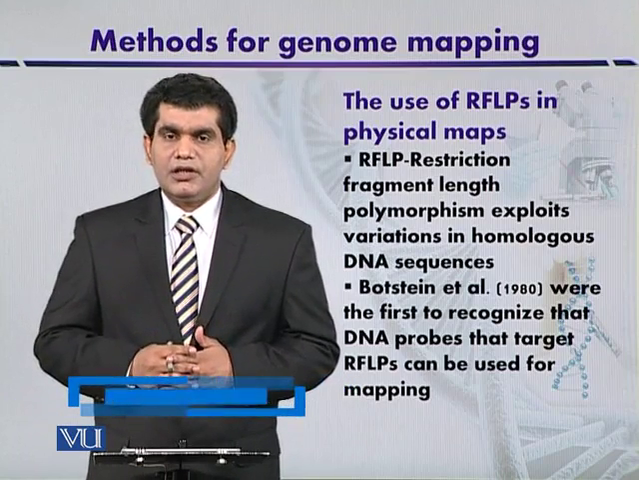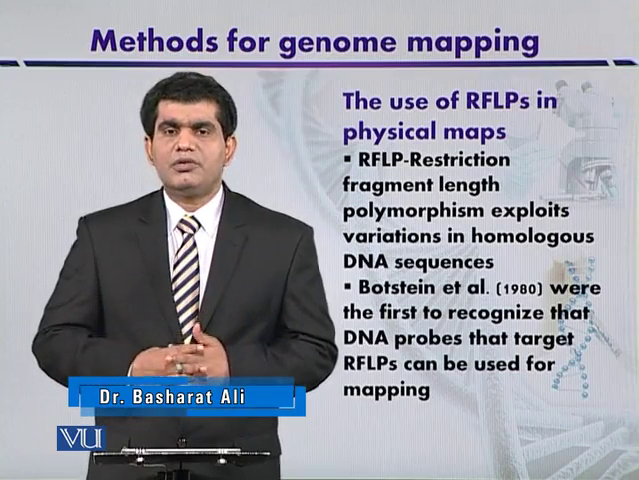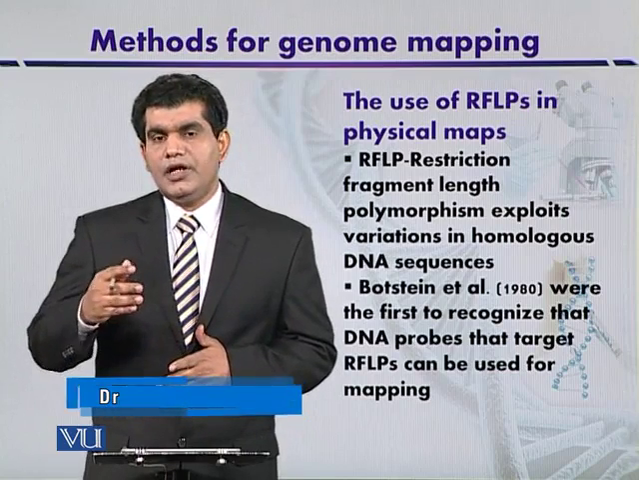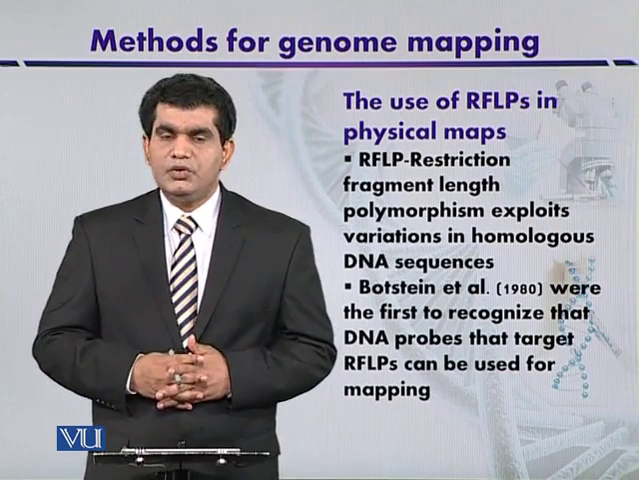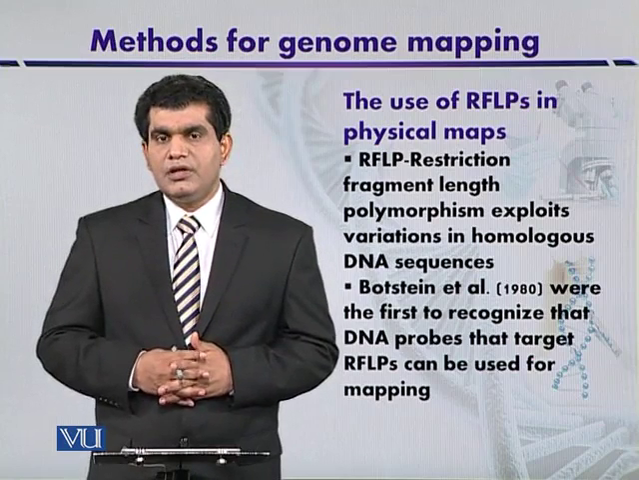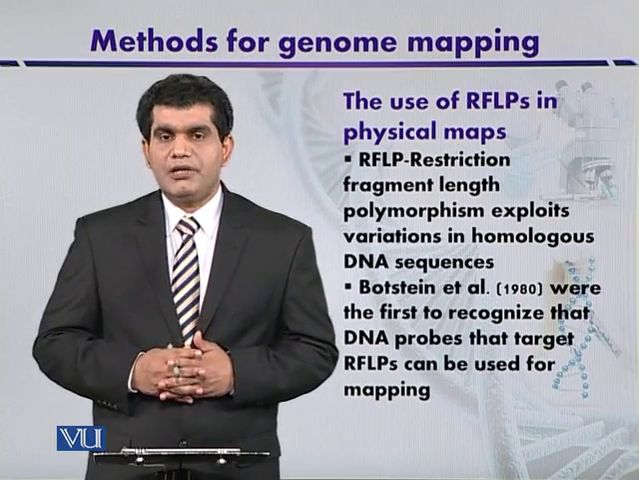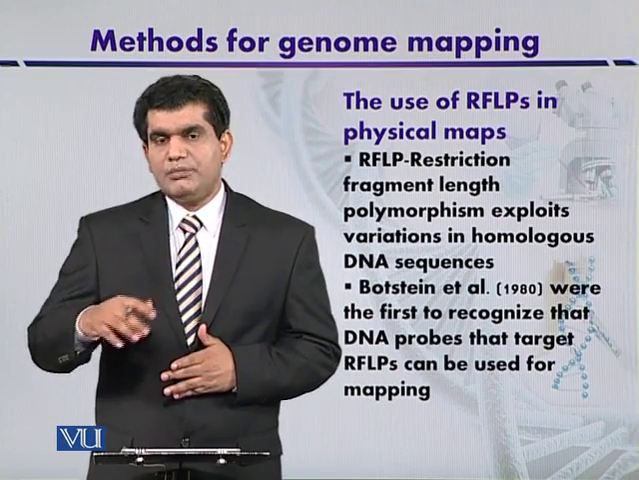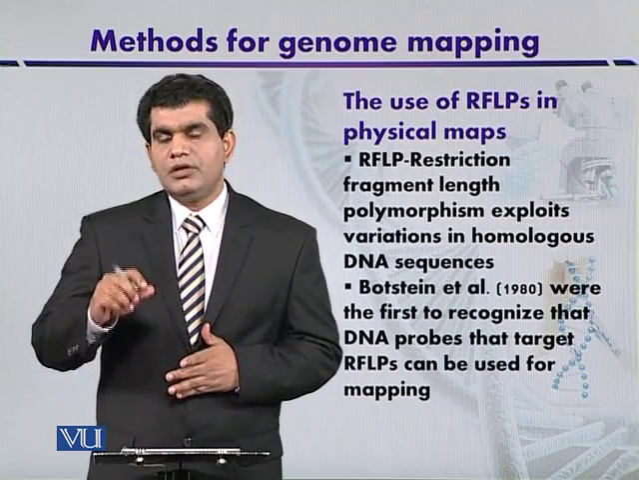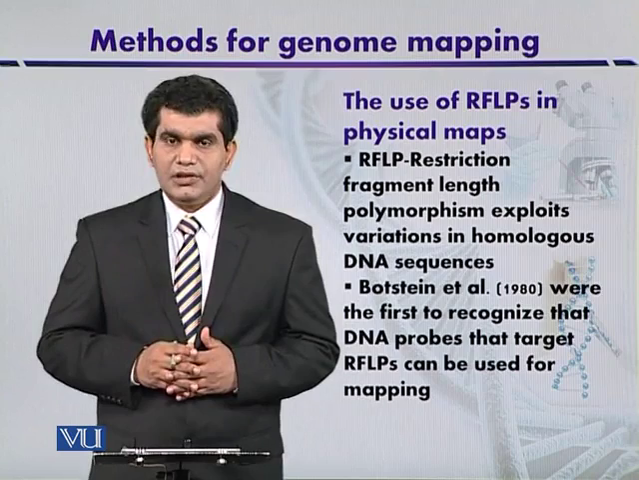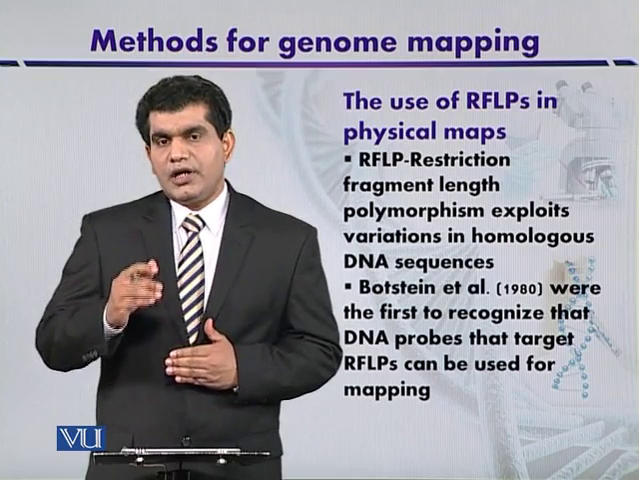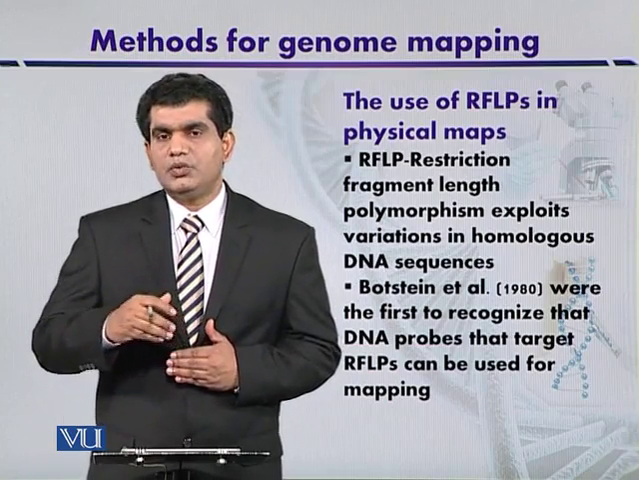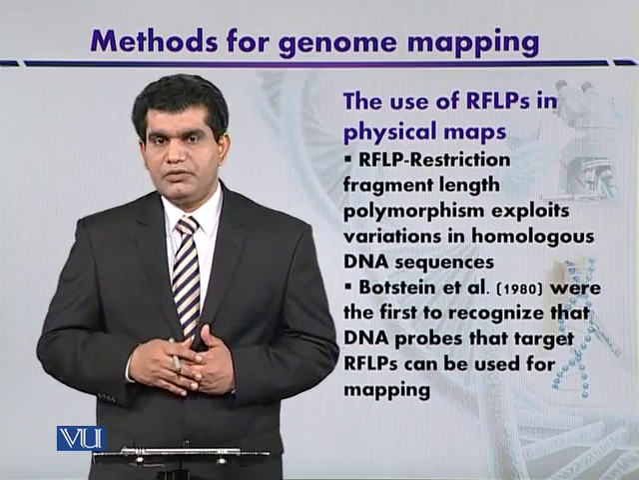As we discussed, most of the human genome, around 99.9%, is similar, and only 0.1% of the genome is different. And this small difference can be exploited to study polymorphism, because if 0.1% differences are there, the restriction target sites will be affected from one individual to another due to this variation.